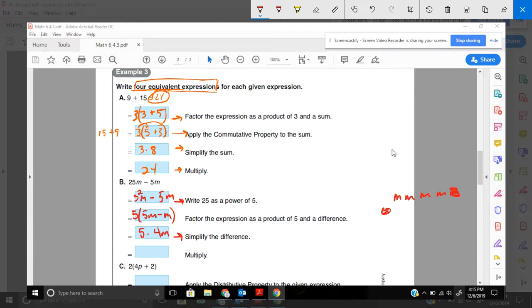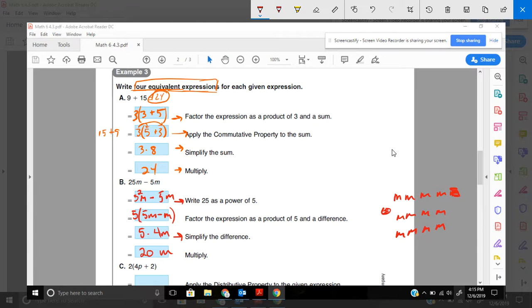And then lastly, it wants us to multiply. So 5 times 4m would give us 20m. So take this times 5. Well, again, there's 2 times, there's 3 times, so on and so forth. And you'd get a total of 20m.